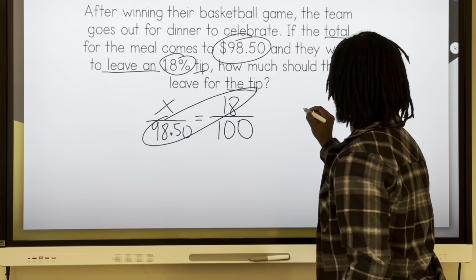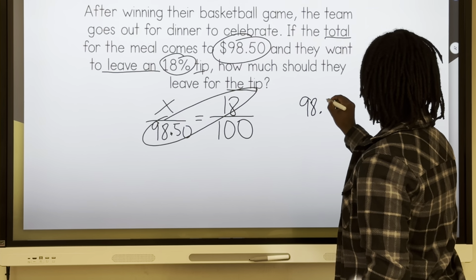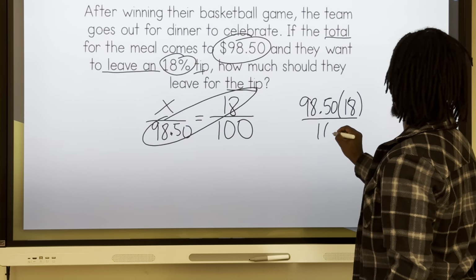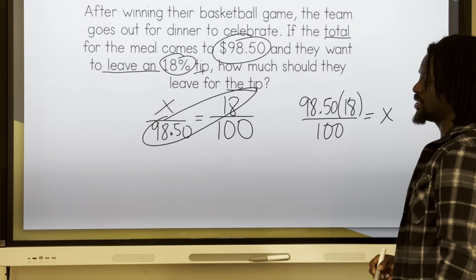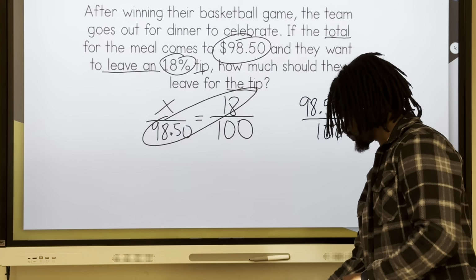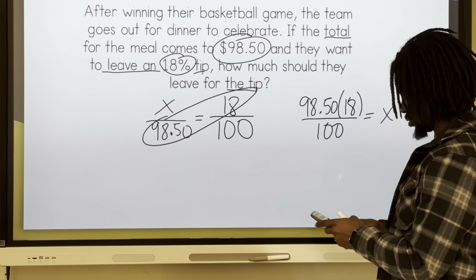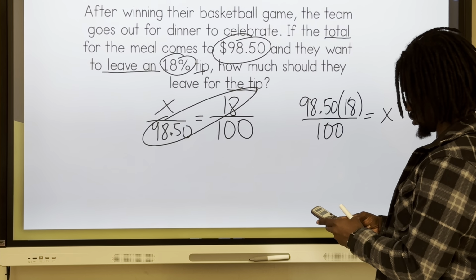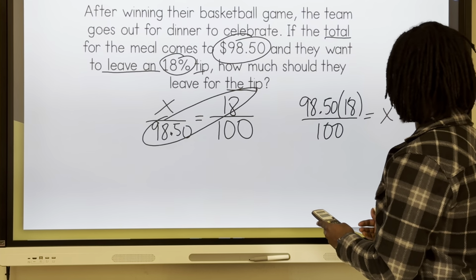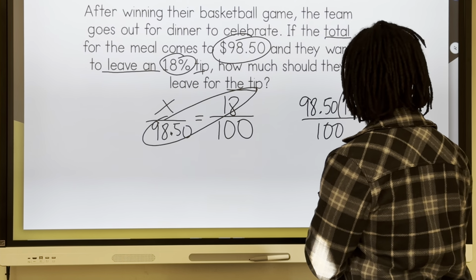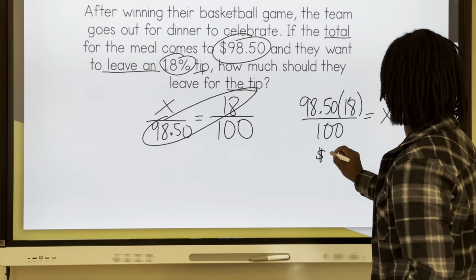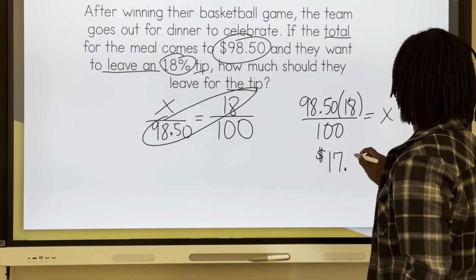Now to solve the proportion, I'm going to cross multiply. $98.50 times 18. Then I'm going to divide that by 100, and that is going to give me the tip amount. So I get $17.73.